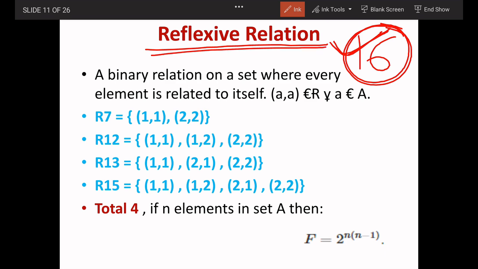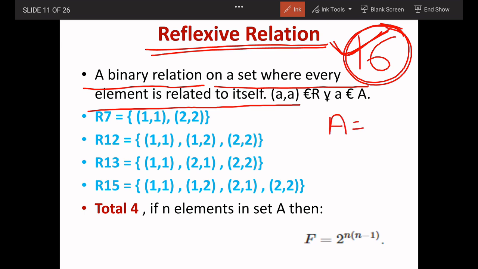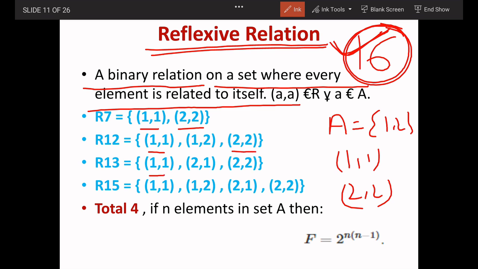What is a reflexive relation? A binary relation on a set where every element is related to itself. Meaning, if in A there are a total of 2 elements, what is the meaning of this? So 1 1 must be there, 2 2 must be there. Now you can see 1 1 is here, 2 2 is here, in each of these. So this is reflexive, this is reflexive, this is reflexive, and this is reflexive.